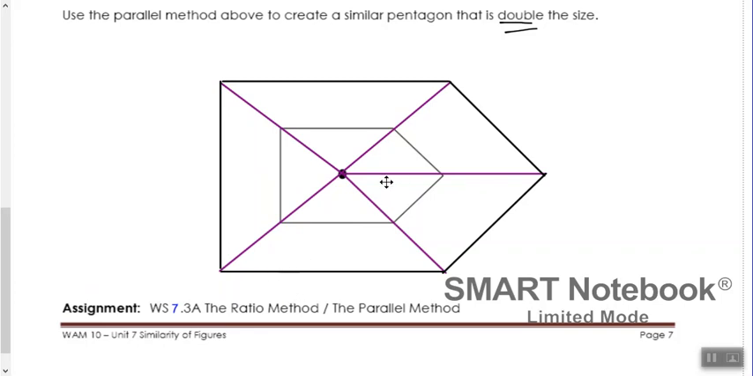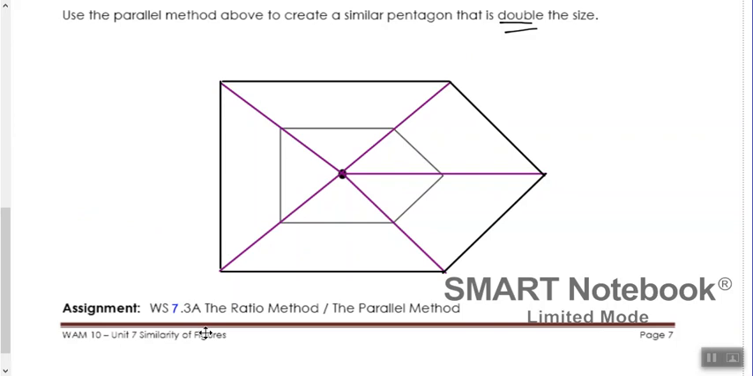If I asked you to triple the size, instead of multiplying each of your lengths to your vertices by 2, you would just do it by 3. So it can be 3 times as big. But here, just doubling the size.